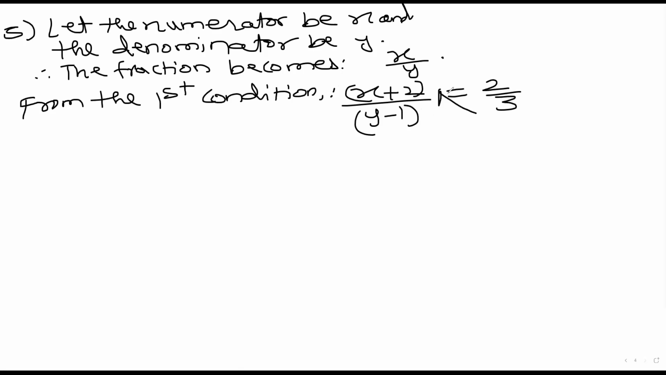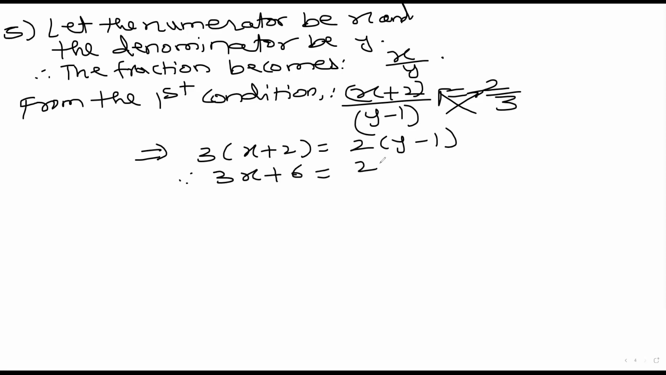Again, you cross multiply. So you get 3 into bracket x plus 2 is equal to 2 into bracket y minus 1. Therefore, you get 3x plus 6 is equal to 2y minus 2. So you get 3x minus 2y is equal to minus 8. Minus 2 minus 6 is minus 8. That's how.